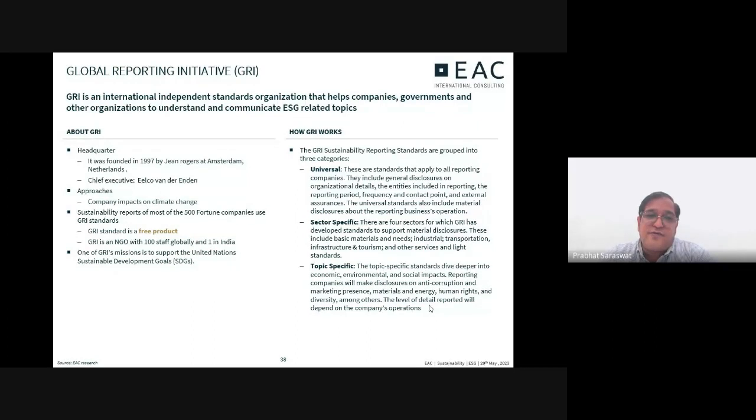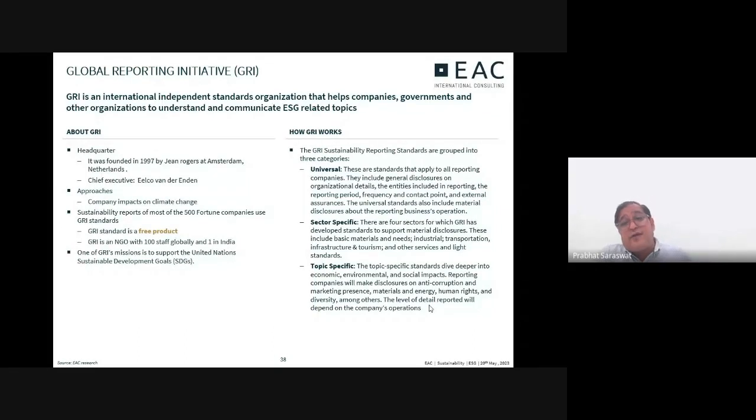GRI approaches the company's impact on climate change. Sustainability reports of most of the Fortune 500 companies use GRI standards. It is a free product, so there is no cost for that. GRI is an NGO with 100 staff globally and one in India. One of GRI's missions is to support the United Nations. Both GRI and SASB support the UN Sustainable Development Goals.